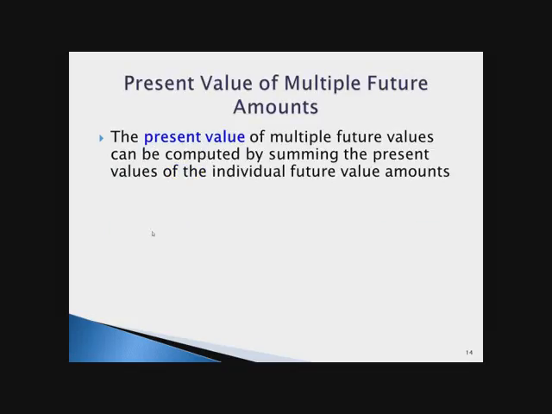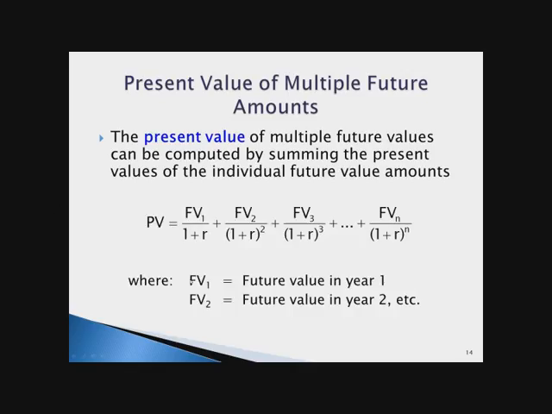Okay, what if we have multiple future value amounts? Well, the present value of multiple future values can be computed by simply summing the present values of the individual future value amounts. In other words, present values are additive. So if we had n cash flows out into the future, year 1, year 2, year 3, and any number in between out to year n, simply take the present value of each one and add them together.